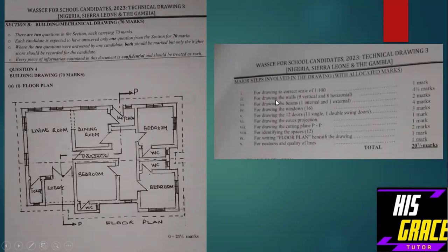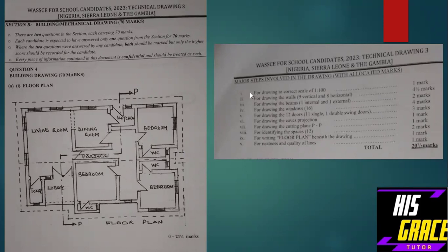Then for drawing the walls, 9 vertical and 8 horizontal. Let's look at it. This is 1, we have 2, this is 3, this is 4, then here we have 5, this is 6, this is 7, this is 8, and this is 9. So 9 vertical walls. If a number of vertical walls is given in your work, there is a particular mark they are going to award to that.